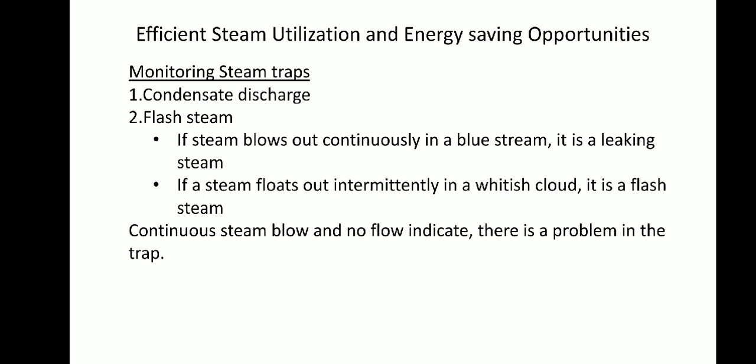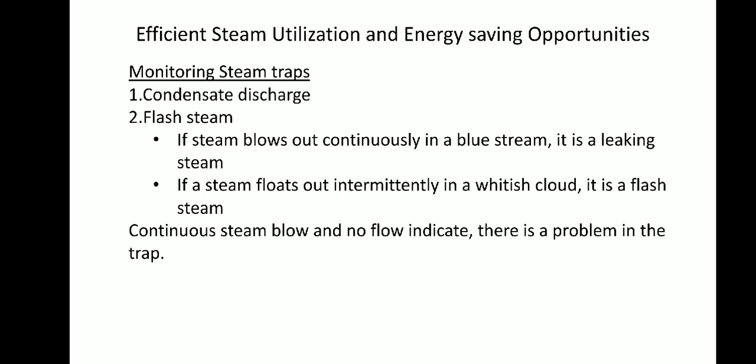Okay, then the efficient steam utilization and energy saving opportunities. The first one is monitoring of steam traps. For testing a steam trap, there should be an isolating valve provided downstream of the trap, and the test valve shall be provided in the trap discharge. When the test valve is opened, the following points have to be observed. First one is condensate discharge. Inverted bucket and thermodynamic disc type traps should have intermittent condensate discharge. Float and thermostatic traps should have continuous condensate discharge. Thermostatic traps can have either continuous or intermittent discharge depending upon the load. If the inverted bucket traps are used for extremely small load, it will have a continuous condensate discharge.